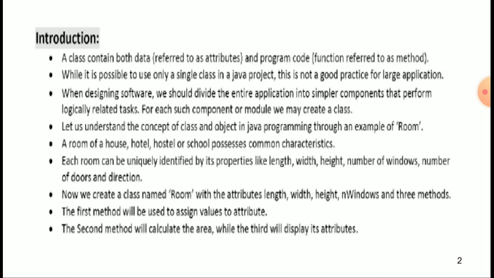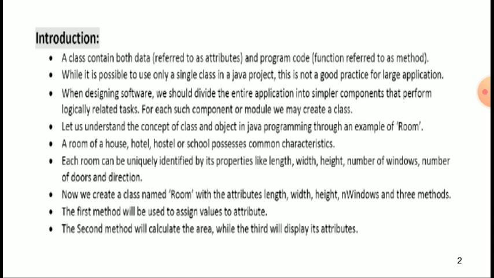Let us understand the concept of class and object in Java programming through an example of a room. A room of a house, hotel, hostel, or school possesses common characteristics. Each room can be uniquely identified by its properties like length, width, height, number of windows, number of doors, and directions.